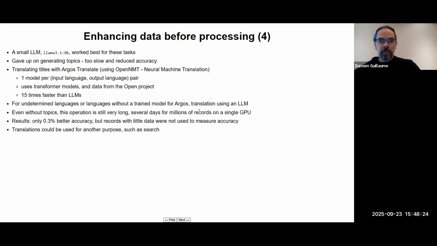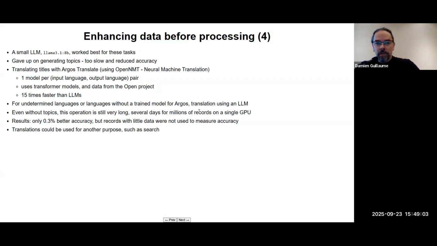Let's try to actually apply that and see how it works. I used 3.1, which we use for that. I ended up not generating topics because it was too slow for all the documents, and it actually reduced the accuracy in the end. So I guess that was not extracting the topics from the title, and just generating them was too creative. I'm not sure, but that didn't help.